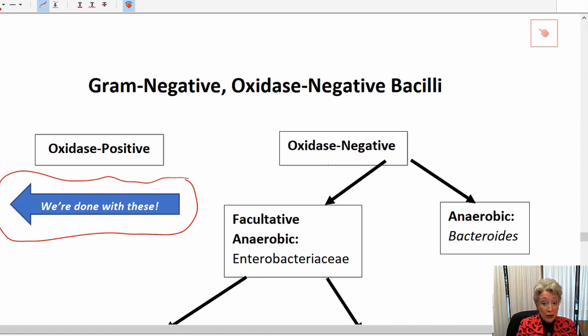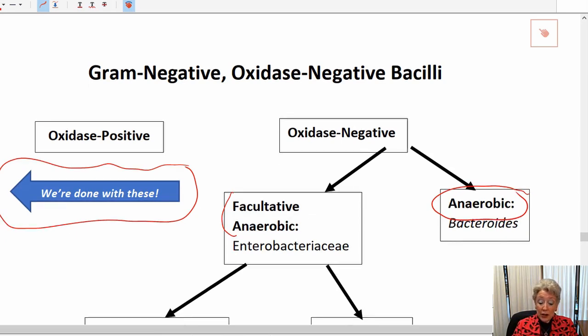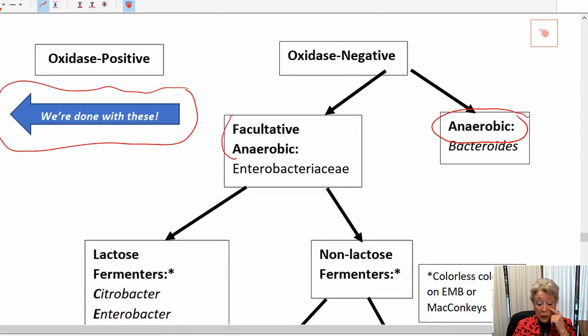Now, if you don't have cytochrome C oxidase, either you are an anaerobe, as Bacteroides is, or you are a facultative anaerobe using oxygen as long as it's available and then switching over to fermentation, then you have to have another terminal electron acceptor. And so what the Enterobacteriaceae do as a family is they use nitrate as their final electron acceptor, and in so doing they reduce it to nitrite.